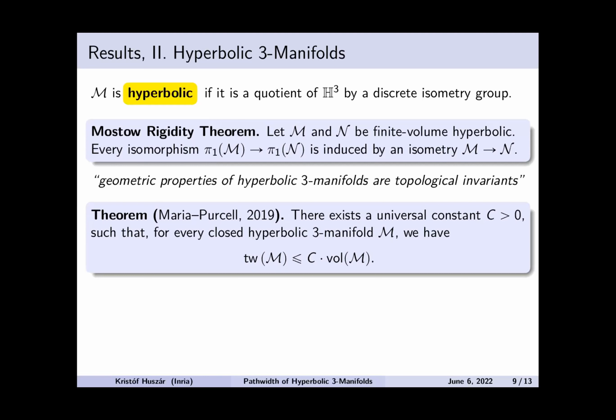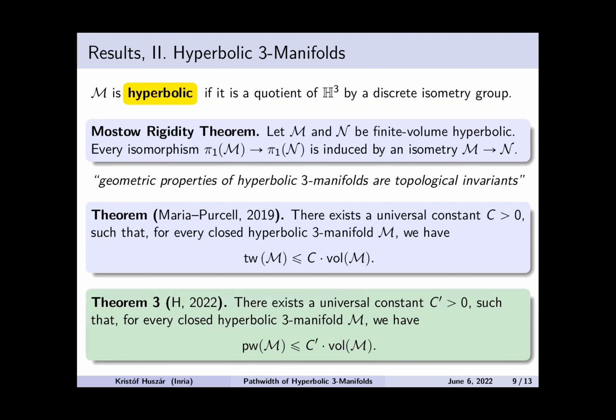And as such, it can be related to the treewidth, as was done by Clément Maria and Jessica Purcell a few years ago, where they showed that there exists a universal constant C, such that for every closed hyperbolic 3-manifold M, the treewidth of the manifold is upper bounded by a constant times the volume. And what I was able to show is that this inequality actually even holds for the pathwidth of the manifold, which could a priori be much larger than the treewidth.